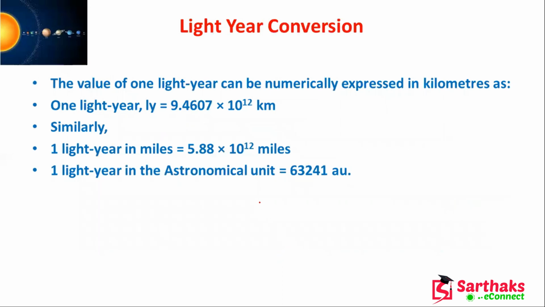Now the light year conversion. 1 light year, denoted by Ly, is 9.4607 into 10 to the power 12 kilometers. In miles it is 5.88 into 10 to the power 12 miles. And 1 light year in astronomical units, you should remember this, that's why I am writing in red color, equals 63,241 astronomical units. So the astronomical unit we can also use.